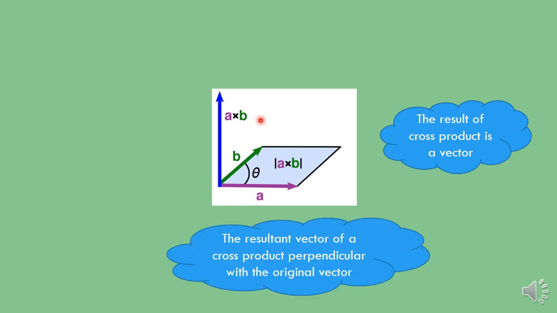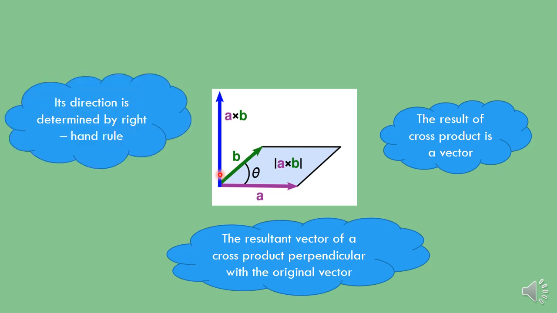Another thing that we learned is that the resultant vector of a cross product is perpendicular to the original vectors. So A cross B is perpendicular to B and perpendicular to A. Okay, so this is the direction of the resultant vector. Now, how do you determine the direction of the resultant vector? The direction of the resultant vector is determined by what we call the right-hand rule. Okay, right-hand rule. What is right-hand rule?